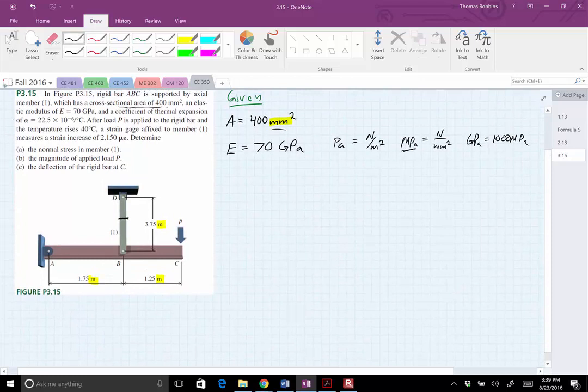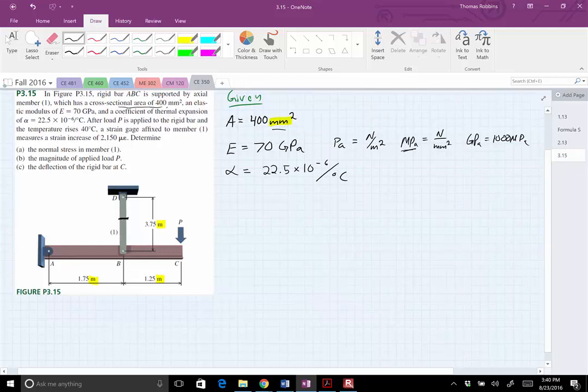Next, we have a coefficient of thermal expansion. Alpha is 22.5 times 10 to the negative 6 divided by degrees Celsius. So alpha equals 22.5 times 10 to the negative 6 divided by degrees Celsius.